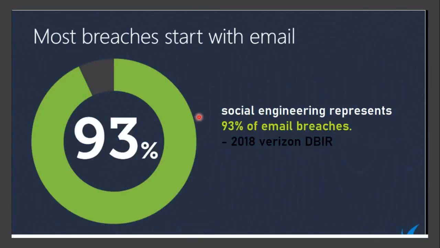As we know, most of the breaches start with email, and what is most important is that, as shown on this slide, 93% of email breaches start with social engineering. They use this technique, and in the next slides I'm going to discuss different attacks. In all the attacks that we will see, social engineering is the one technique they use to get into the network using an email attack.